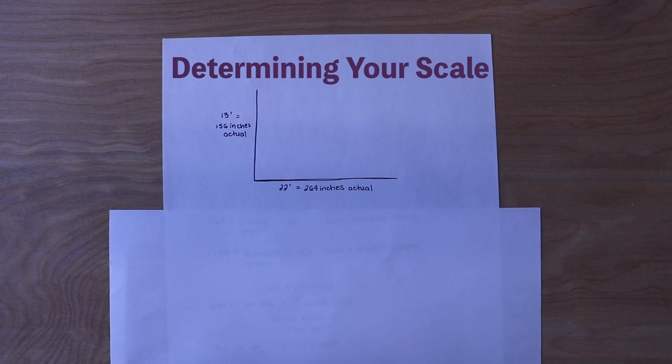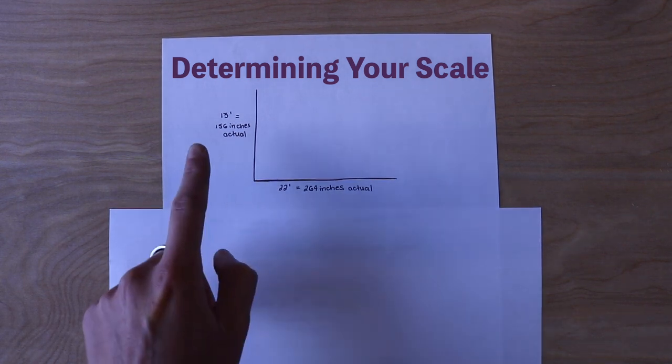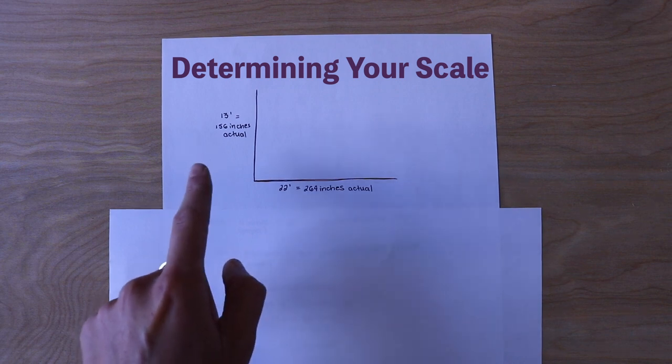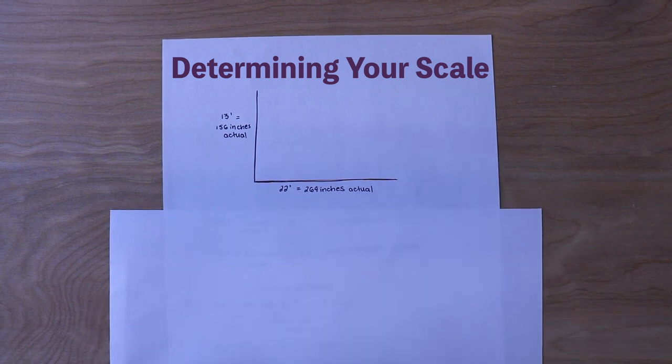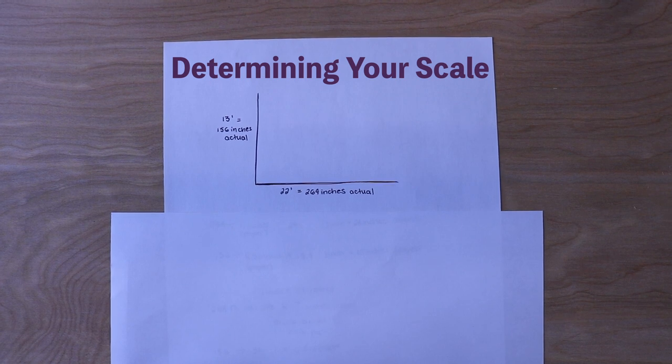So my next step of the process is deciding which scale I'll work at. So what you see here are the garden dimensions at their most basic. So the garden is 22 feet wide by 13 feet deep, or 264 and 156 inches. And I know that I'm going to be working on a letter size piece of paper, and I'm doing that because it will make it easier to photocopy later on. And a letter size piece of paper is 8.5 by 11 inches.